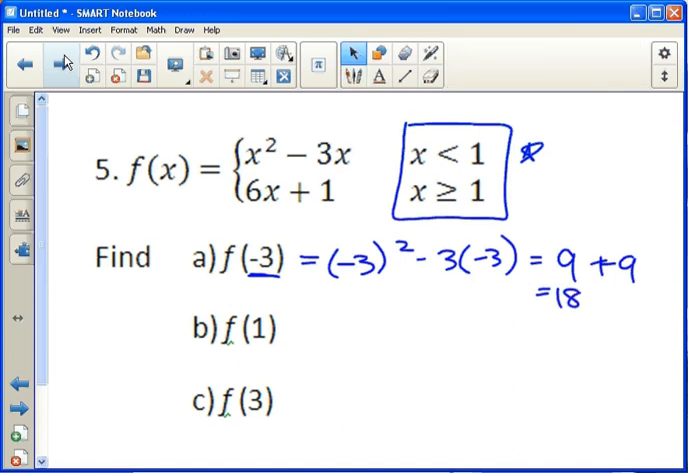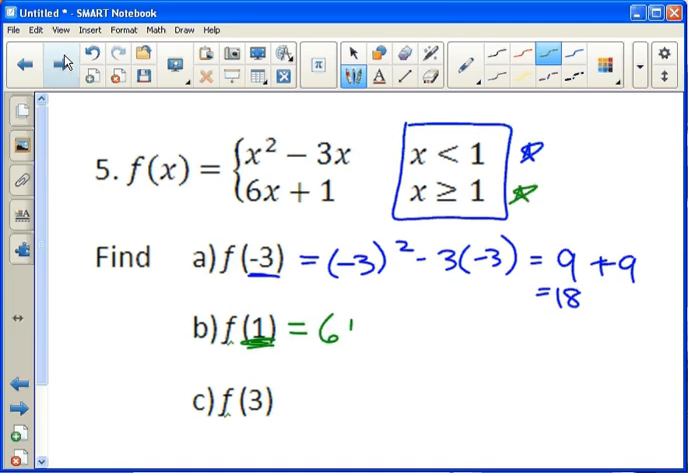F of 1, okay, so we go over here and we say, well, 1 is equal to 1, so we put it with the bottom equation this time. 6 times 1 plus 1 is 7.